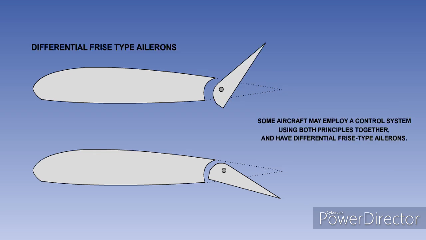Some aircraft may employ a control system using the principles of differential and Frise ailerons together. These are known as differential Frise-type ailerons. Not only does the upgoing aileron travel further than the downgoing one, the leading edge of the upgoing aileron also extends into the airflow.